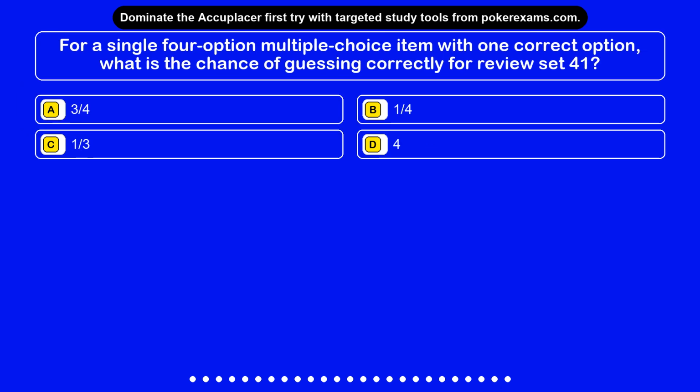Question 10. For a single 4-option multiple-choice item with one correct option, what is the chance of guessing correctly for review set 41? Option A, 3/4. Option B, 1/4. Option C, 1/3. Option D, 4.